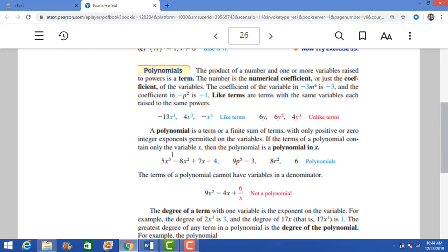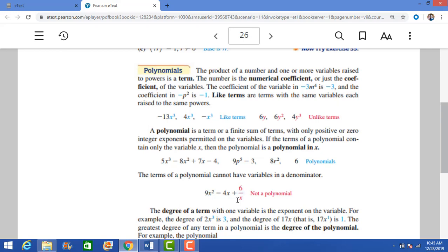This is a polynomial in x, okay, because we only have x variables. Okay, so these terms are all different, but they're all in terms of x. This is a polynomial in p. This is a polynomial in r. And this is also a polynomial.